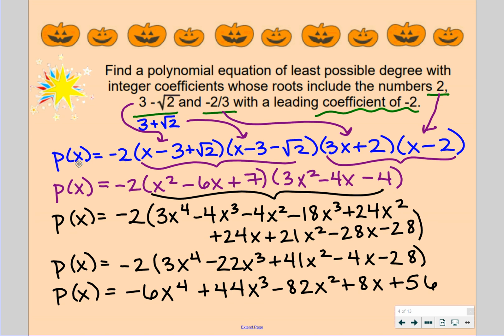You have a negative 6x to the 4th, 44x to the 3rd, negative 82x squared, 8x. Don't have that, maybe figure out where you went wrong. If one of those purple parentheses was wrong, that would definitely affect the rest of it after that. Hopefully, at least find where the mistake occurred. I'll leave that up for a minute.